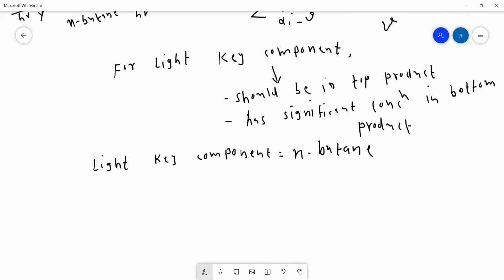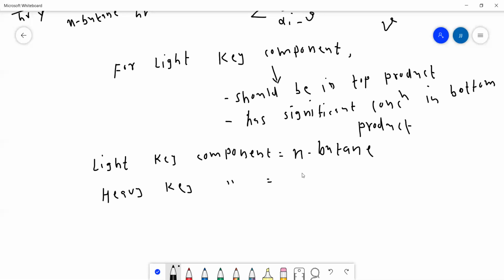So the light key component is N-butane and the heavy key component is I-pentane, okay? So let's first do the material balance. Then we will determine the mole fraction of distillate and residue.